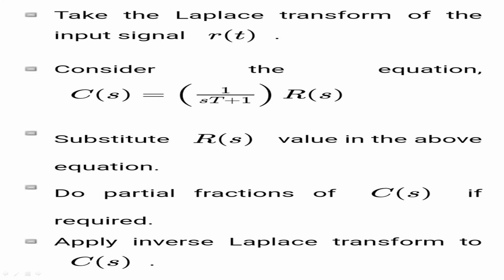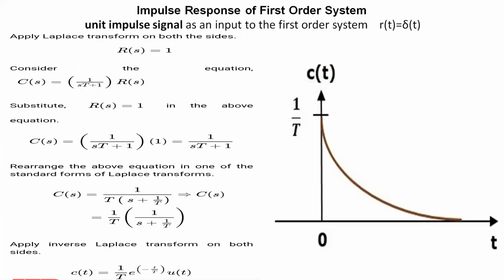So earlier we have seen the standard test signals like impulse, step, ramp, and parabolic. Now let's find the response of the first order system for each of the inputs one by one. Now we are taking the impulse response of the first order system. If we consider the unit impulse signal as an input, r(t) = delta(t). If we apply the Laplace transformation on both sides, we get R(s) = 1.